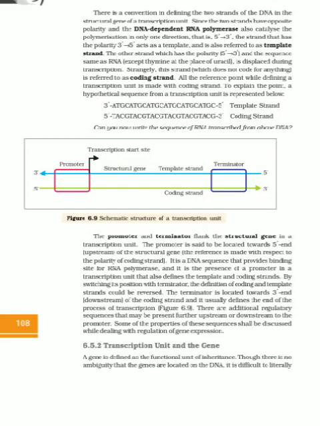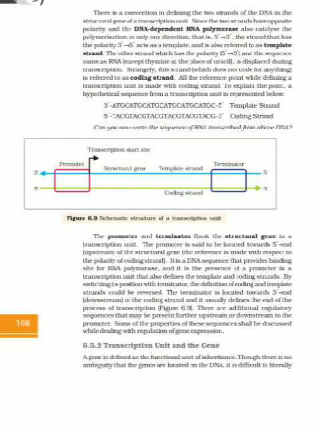The strand that has the polarity 3' to 5' acts as a template and is also referred to as the template strand. The other strand, which has the polarity 5' to 3' and the sequence same as RNA except thymine in place of uracil, is displaced during transcription. Strangely, this strand, which does not code for anything, is referred to as the coding strand. All the reference points while defining a transcription unit are made with the coding strand.